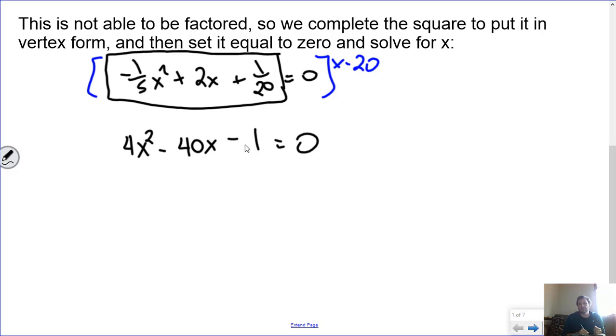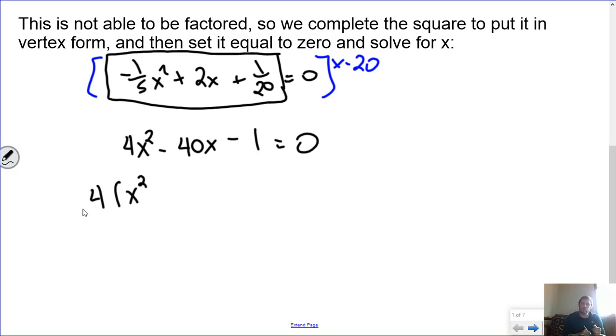So now let's go through the process of completing the square. Just follow along. If you remember how to complete the square, great. If you don't, just pay attention to what I'm doing. First step, we want to take the a value and factor it out of the first two terms. So we're going to take this 4 and remove it from the x squared term.